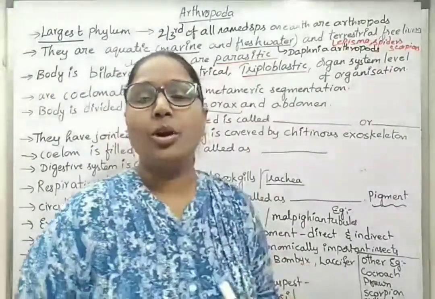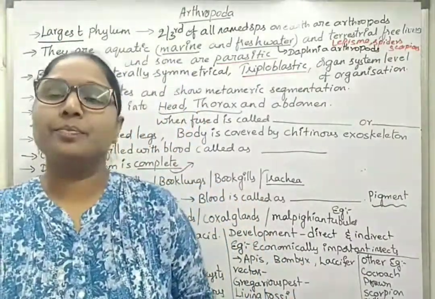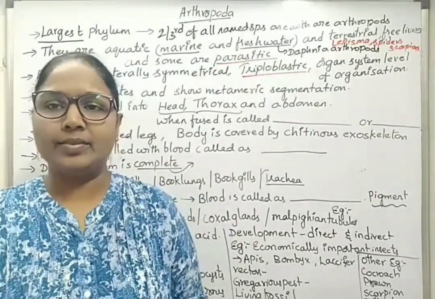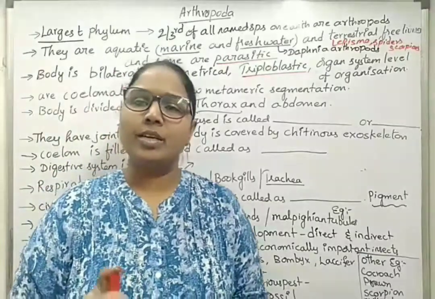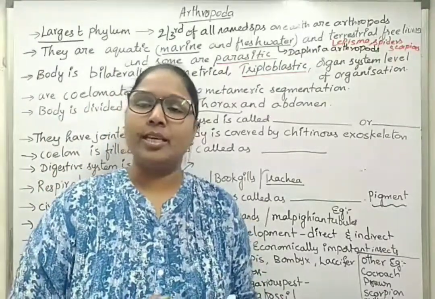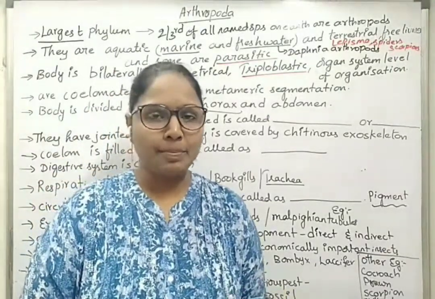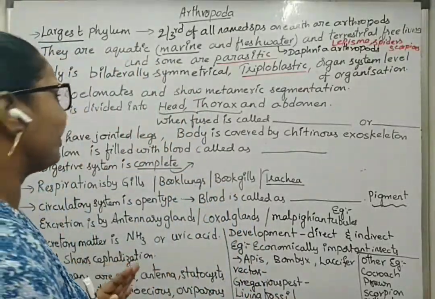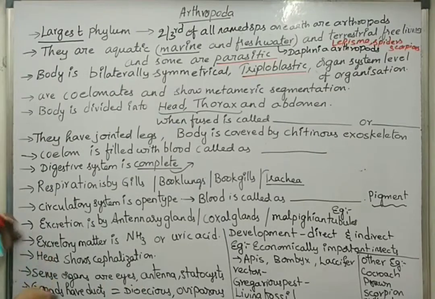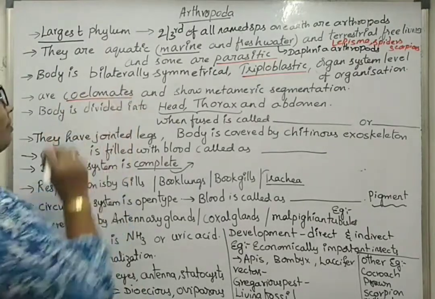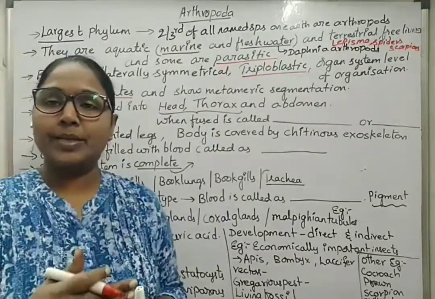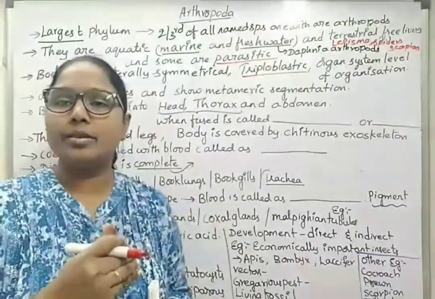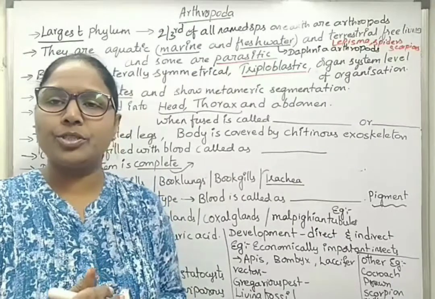Next, they show organ system level of organization, meaning the digestive system and respiratory system are mostly well developed, not equal to that of higher chordates, but it is okay. The digestive system is a complete type of digestive system, having mouth and anus development. These are considered coelomates, since the coelom is present in all the body parts.